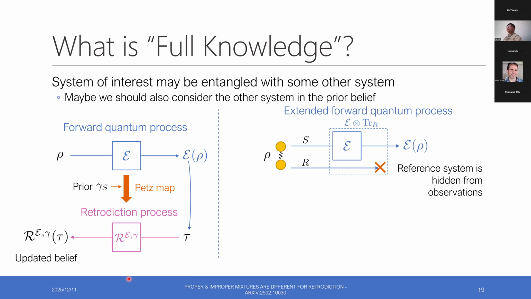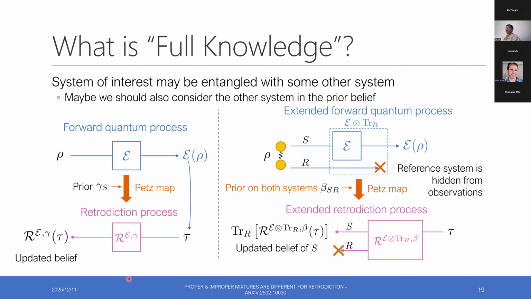And if you use this as a forward process, we could apply also the Petz map. We take the same formula as a Petz map. However, in this case, we have a prior on both systems, and this prior we call beta SR here. So according to this prior and this extended forward quantum process, by the Petz map, we could get an extended retrodiction process. And this retrodiction process could tell you, if you have observed tau on the output side, then this gives you an updated belief on your input. Well, it gives you a belief on both S and R, but if you only focus on your system S, then this is a formula where you get your updated knowledge about S.